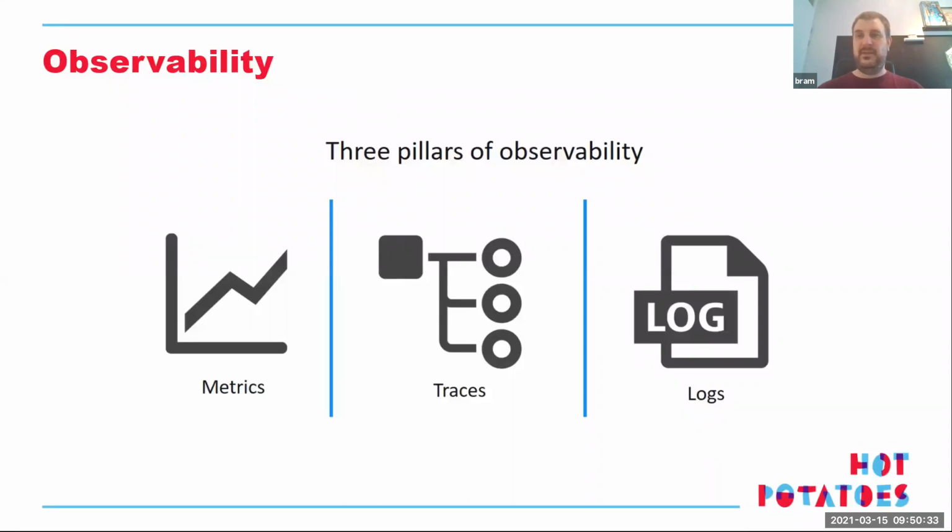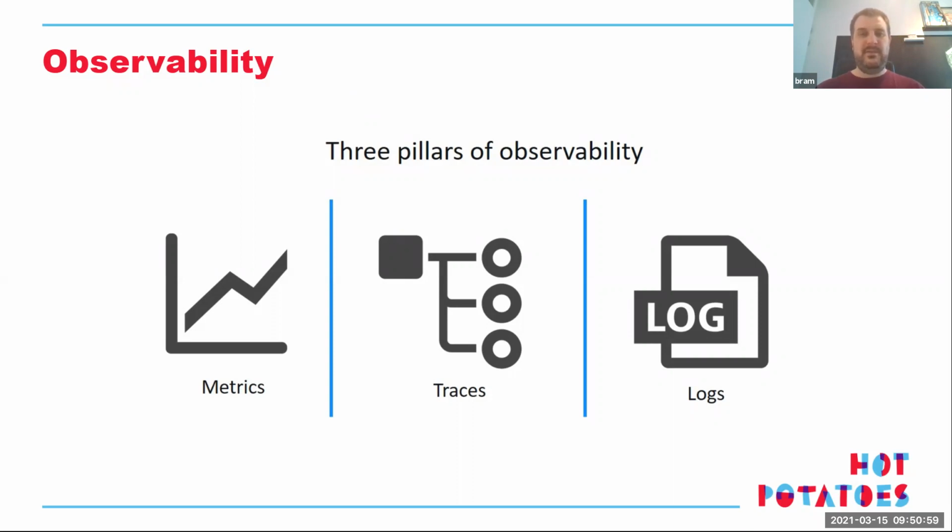Metrics speaks for itself, it's a number. So do we still see enough connections going on? Logs: how many errors do we see? What kind of errors are we seeing? And traces is, putting it in very simple words, how much time do you spend in certain areas of the application or even the platform.